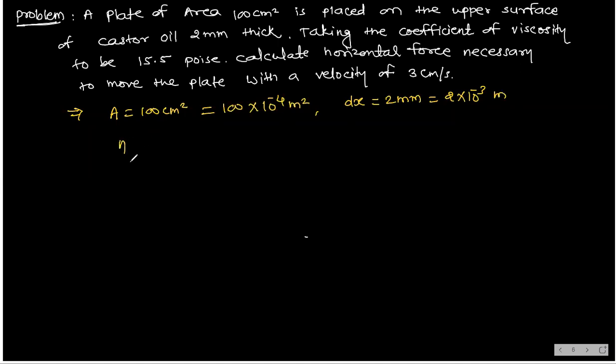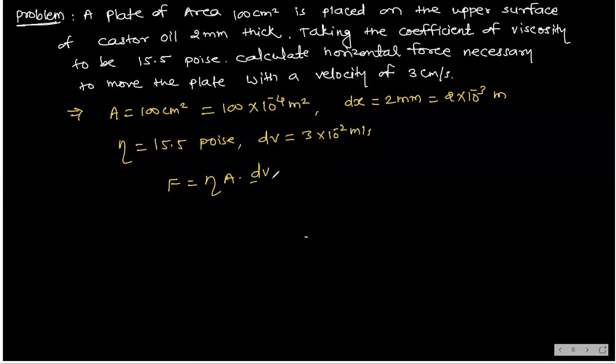Next coefficient of viscosity means eta is given 15.5 poise. Okay. Next is what? Velocity also they have given. Yes. Means what? dv also they have given. Yes, no. So this is 3 into 10 to the power minus 2 meter per second. Centimeter per second to meter per second I did. Now what is our formula? F is equal to eta A into dv by dx. Right? Everything you have, do it yourself. Okay. We will move ahead.